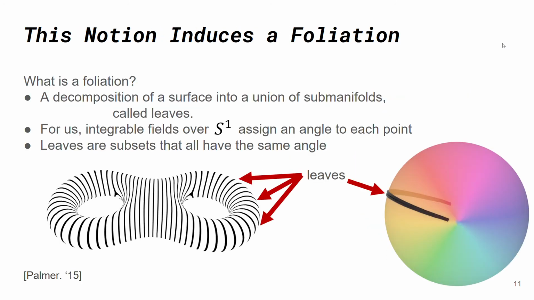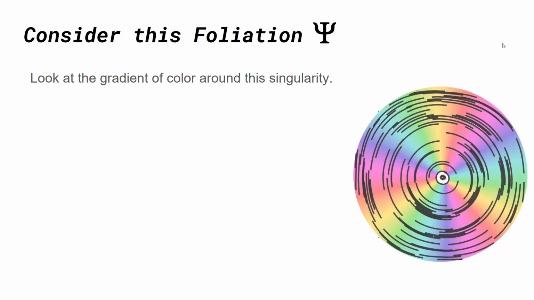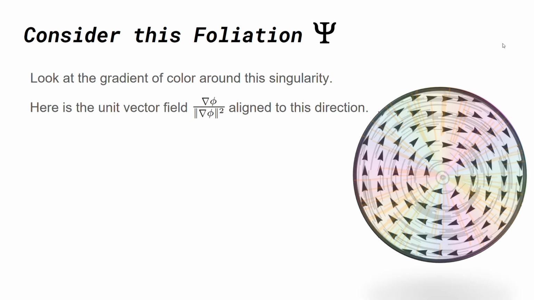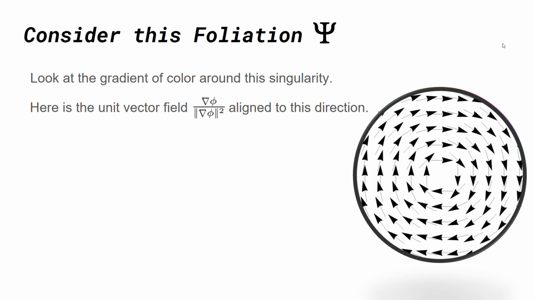So now that we've defined what a foliation is, let's consider this specific foliation. This is a foliation because we have a circle and we've assigned color to every point on the color wheel. And now we can look at the direction that the color is changing at each point. And this gives you a bunch of concentric circles. And now we can think of the unit field that's aligned with this direction field. Well, this vector field is not integrable. Why is it not integrable?